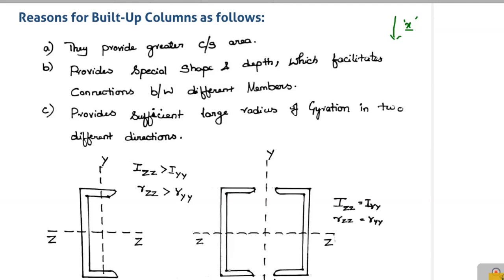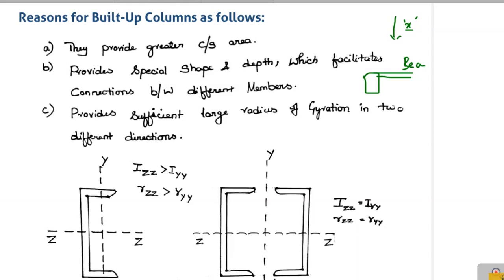And the other thing is, they provide special shape and depth which facilitates connections between different members. When I say different members, this can be between any two members. See, if there is a column, for example, and there is a beam here, and this beam and column have to be joined, built-up columns make it easier to join these two members together.